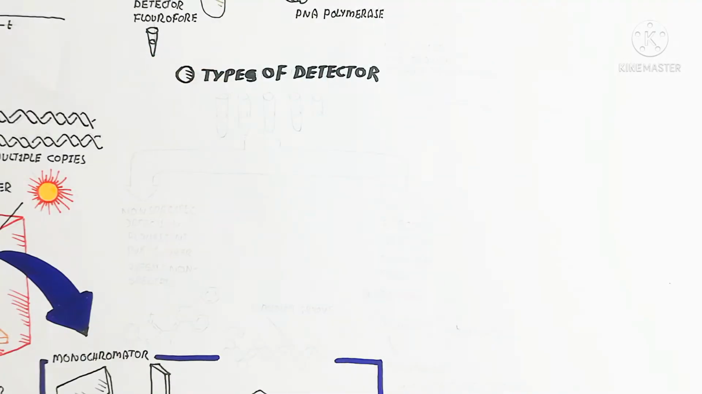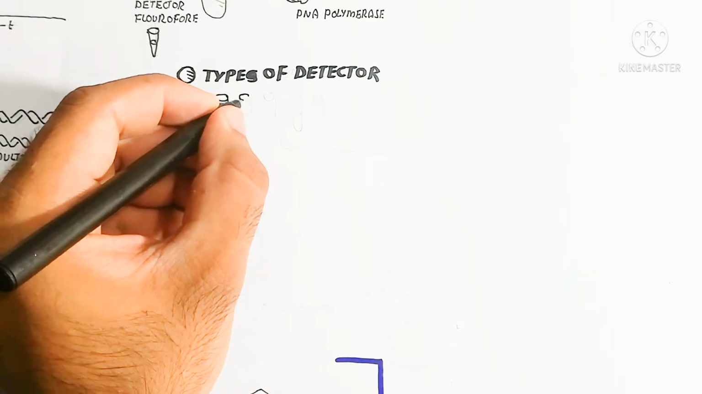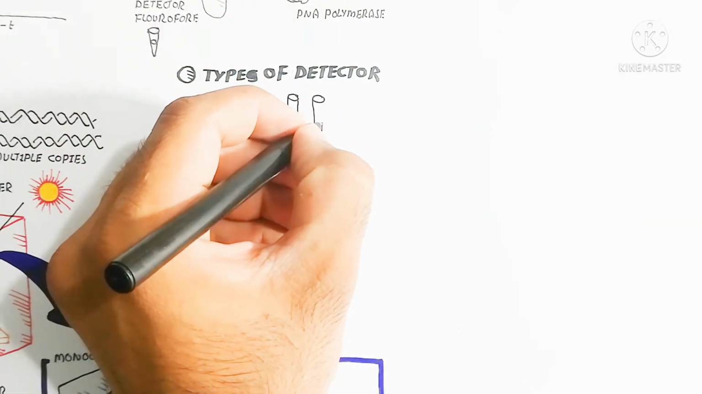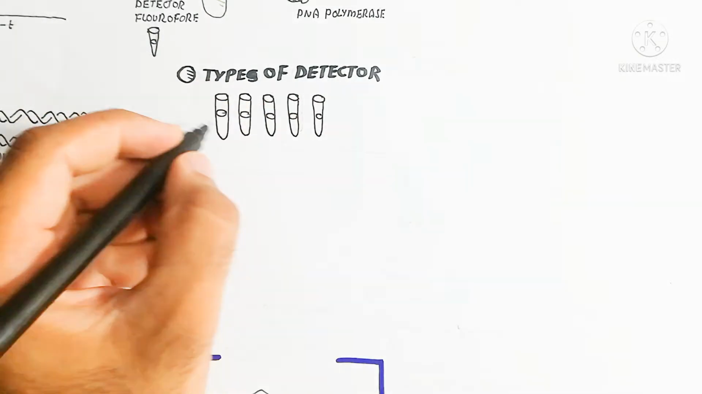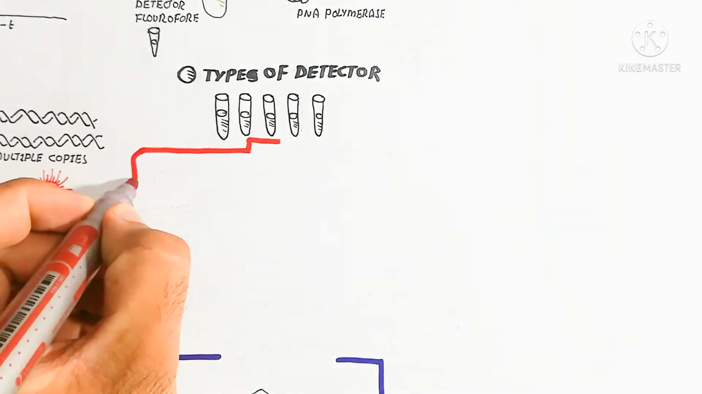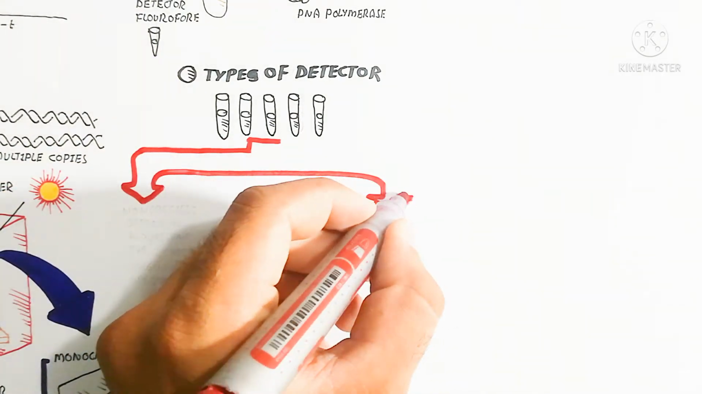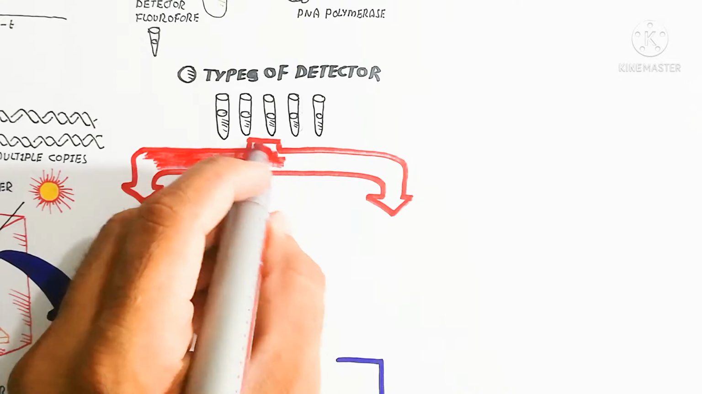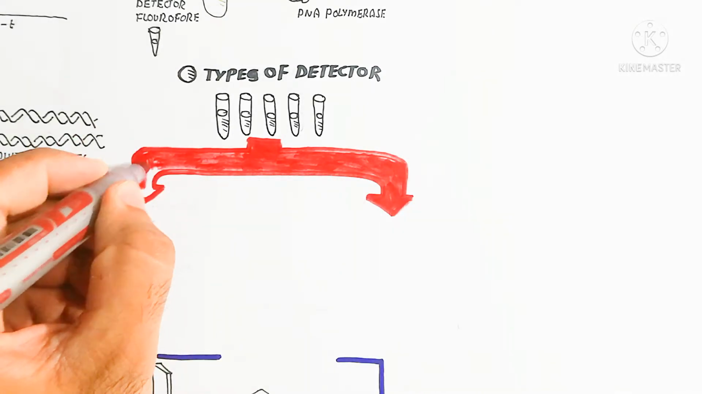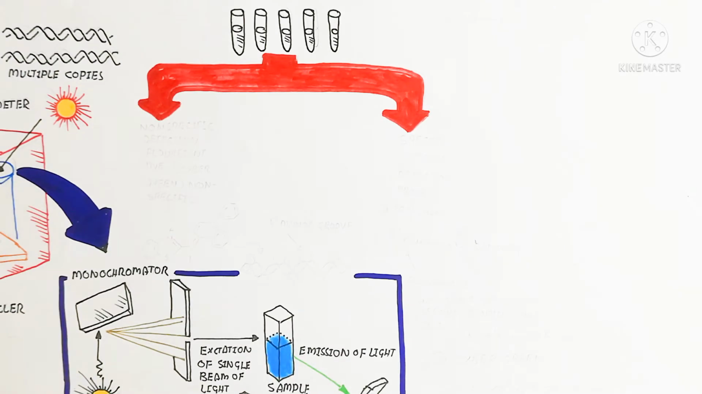So here is the type of detector we are using. There are many types of non-specific detectors as well as specific detection, but here we are using the most popular detector. For non-specific detection, a fluorescent dye, we can use SYBR Green. SYBR Green is a non-specific detection.